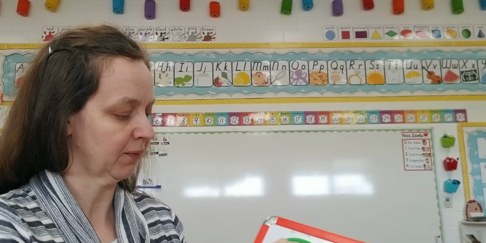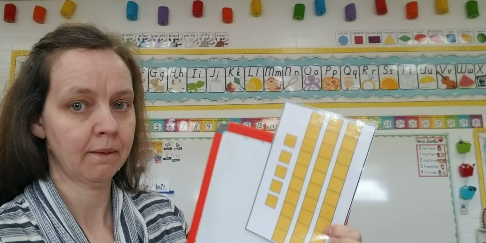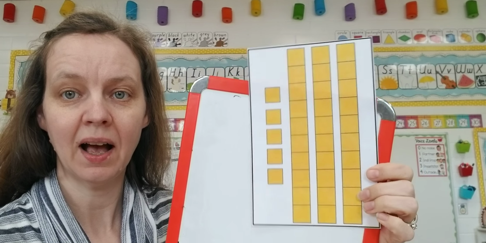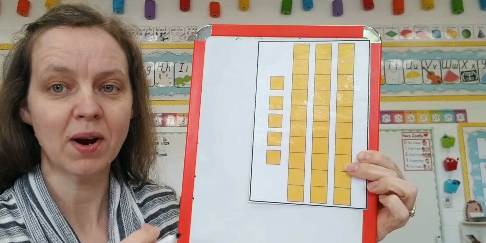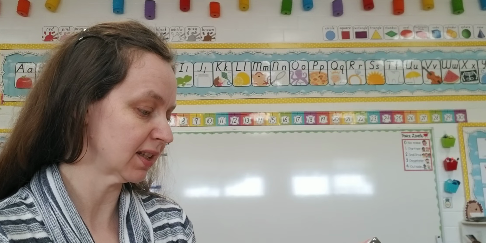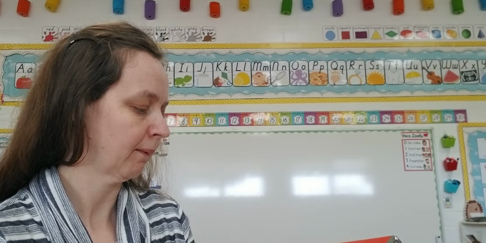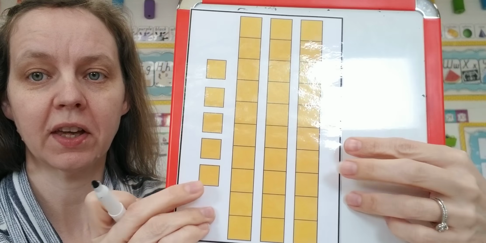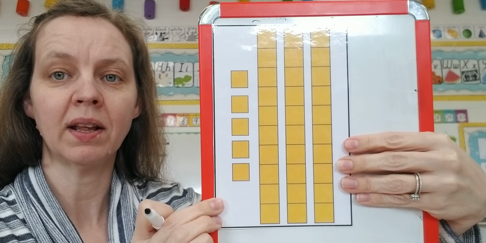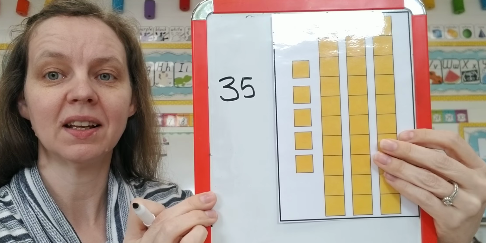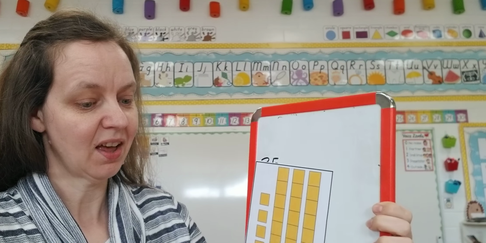Let's do another one. What number do you see? How many tens? How many ones? You write the number. I'm going to do it and you do it, and we'll check and see if you have it correct. All right, I'm going to let you look at that just a little bit longer. How many tens and how many ones do you see? You write the number. Did you write 35? If you did, awesome. Now let's write our number sentences.